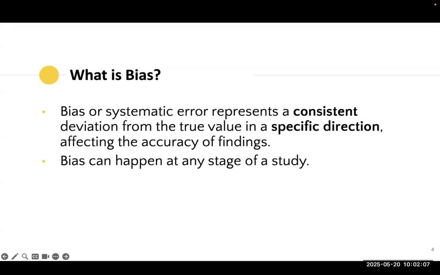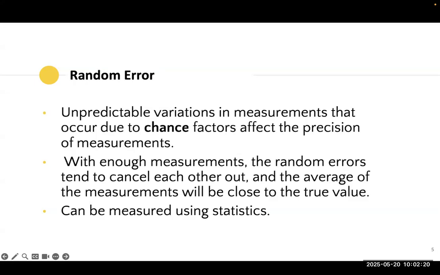So that's why you have to be so careful throughout the entire study, because bias can creep in at any point. Now, if we're going to talk about bias, we have to make sure that we know what random error is. So random error, people are messy, right? So random error is just that unpredictable variation, right? That happens because of chance.